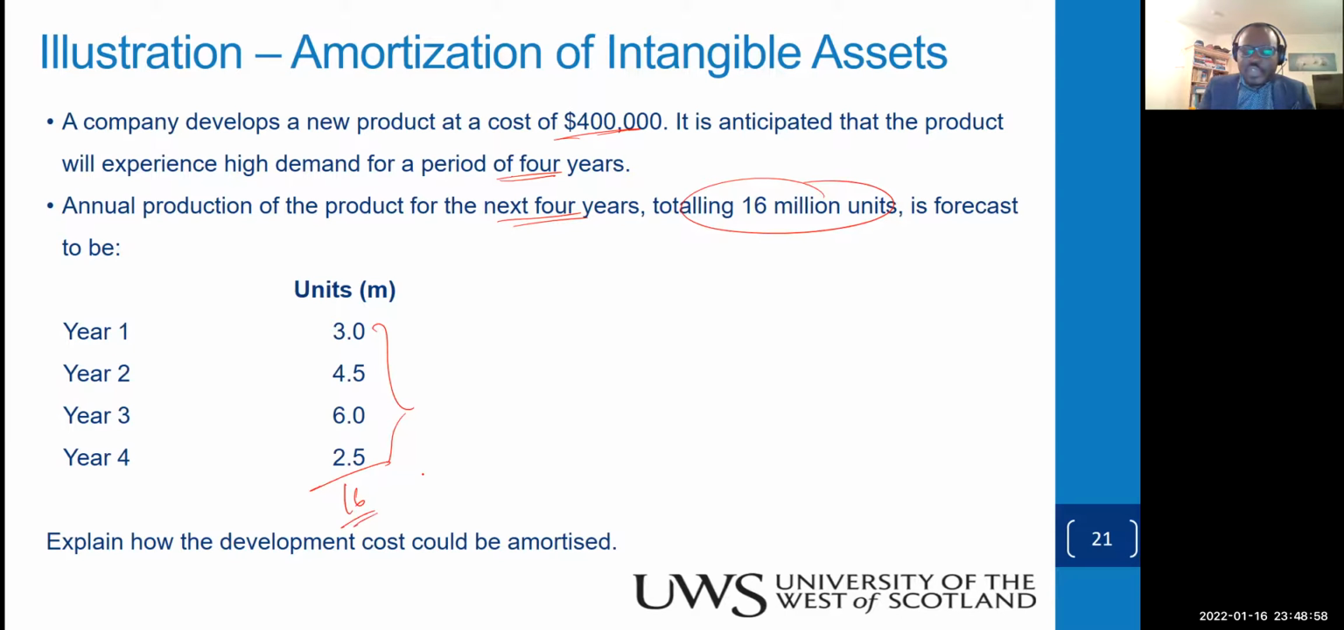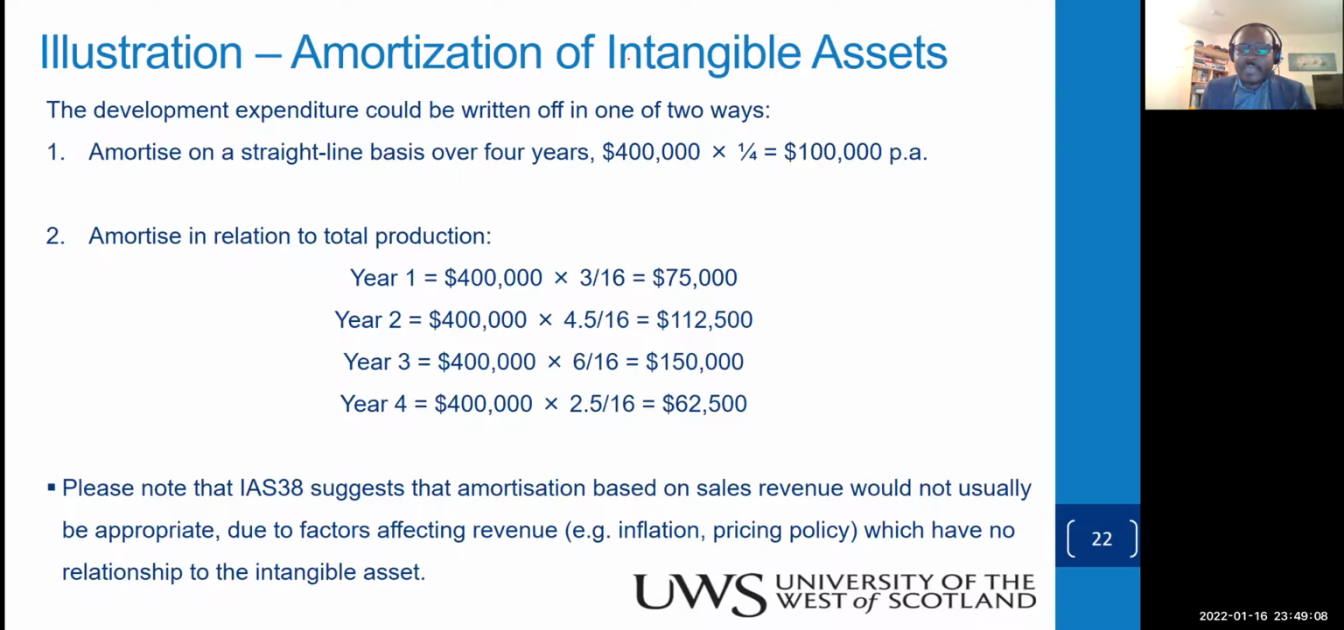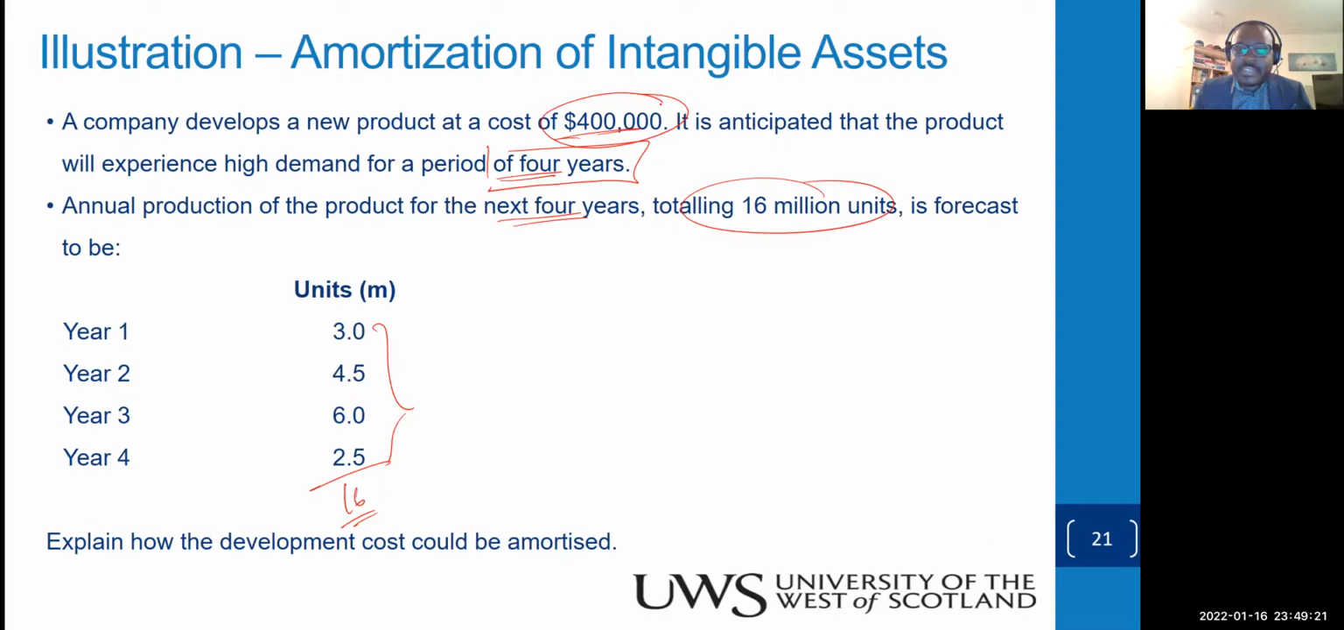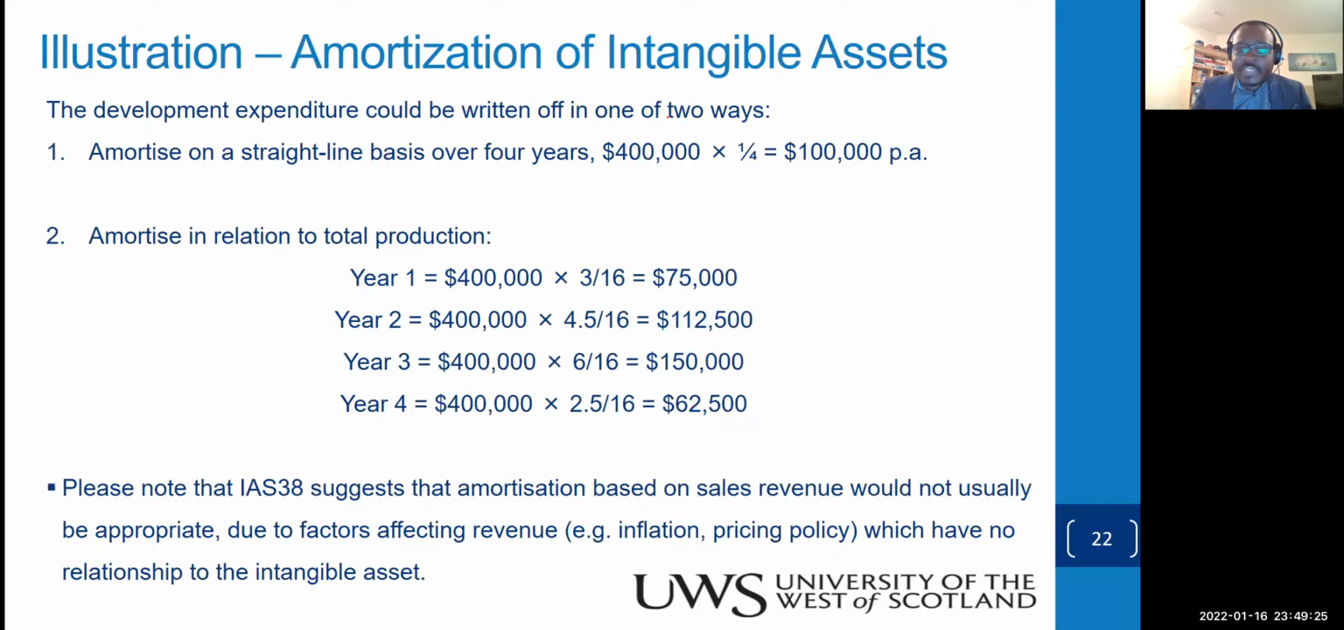Explain how the development cost will be amortized. The development cost was developed at this. Useful life, 4. Very easy. How will it be amortized? So simply, we amortize it over a straight line. Its useful life, okay? In the very first instance, you must amortize it in relation to the production. Don't simply divide this by 4 and write off each one. No, don't do that, okay?